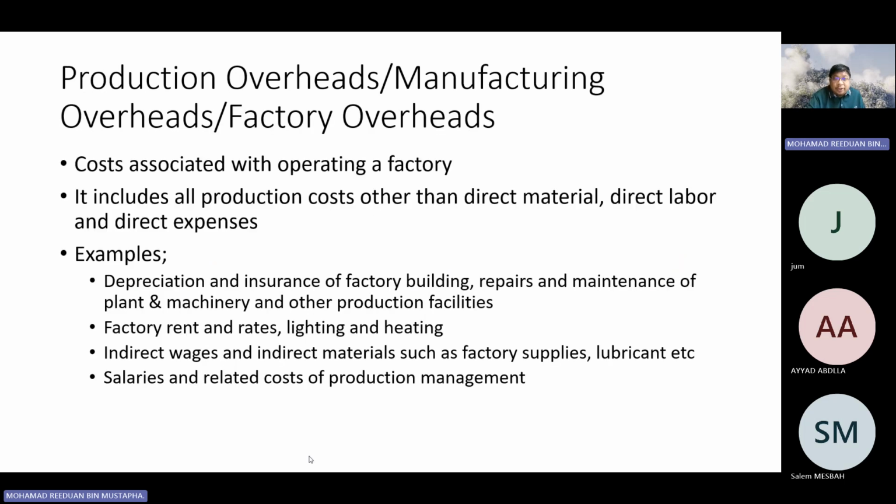The production overhead, manufacturing overhead, or factory overhead is a cost associated with the operating of the factory. It includes all production costs other than direct material, direct labor, and direct expenses. Examples: depreciation and insurance of the factory building, repair and maintenance of the plant and machines and other production facilities, factory rent and rates, lighting and heating, indirect wages and indirect materials such as factory supplies, lubricants, etc., and salaries and related costs of production management.